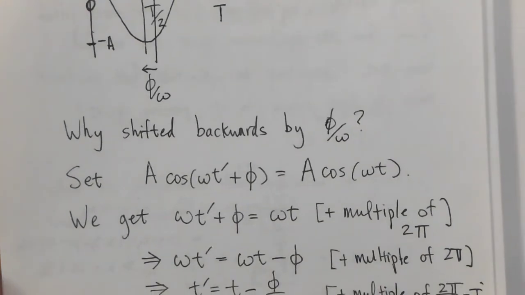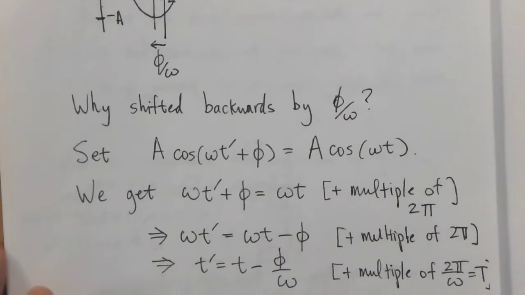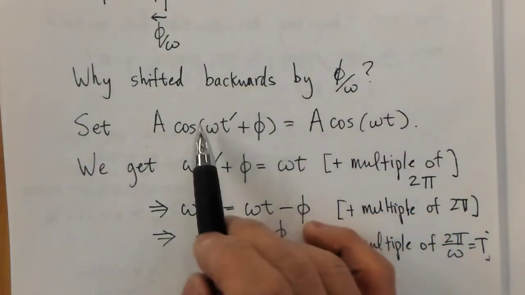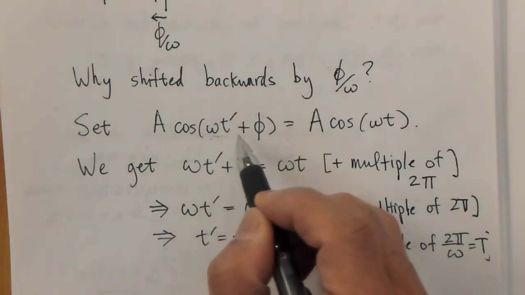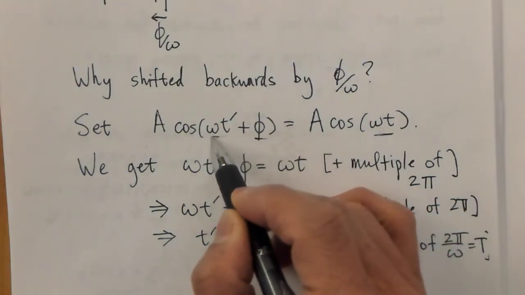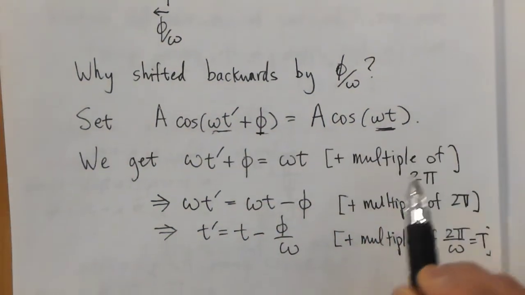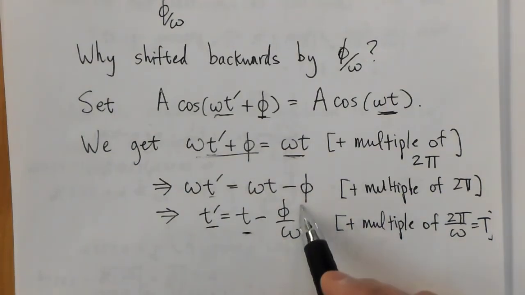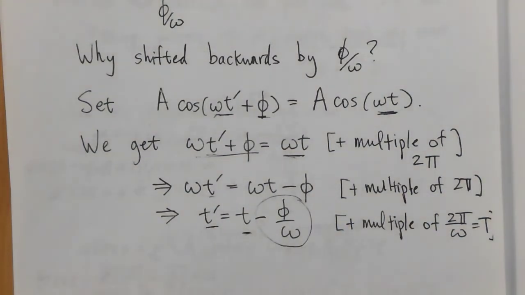If you don't believe me, if you think I'm just making this up, you simply write down the difference between omega t plus phi and omega t. Say omega t prime plus phi is equal to omega t. Then you solve for t prime, and you see it's t minus phi over omega, and that's why it gets shifted backwards rather than pushed forward by phi over omega. Okay? If that was a little too fast, the notes are uploaded. You can take a look at that.